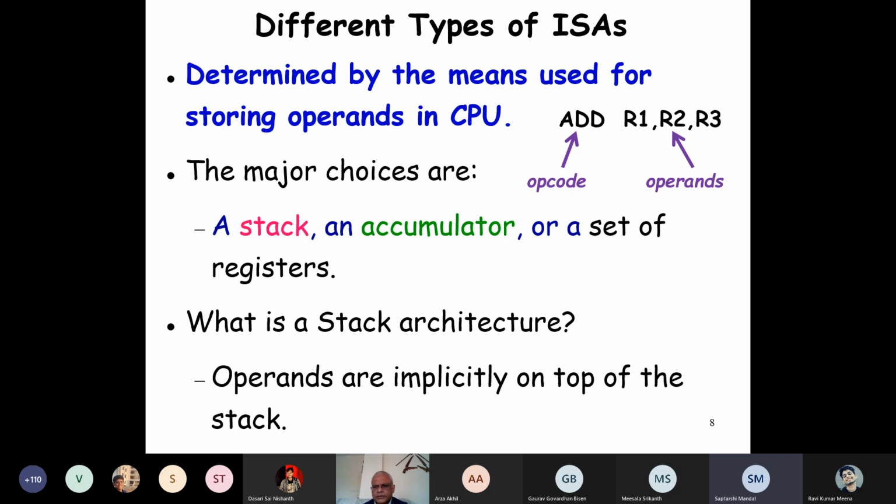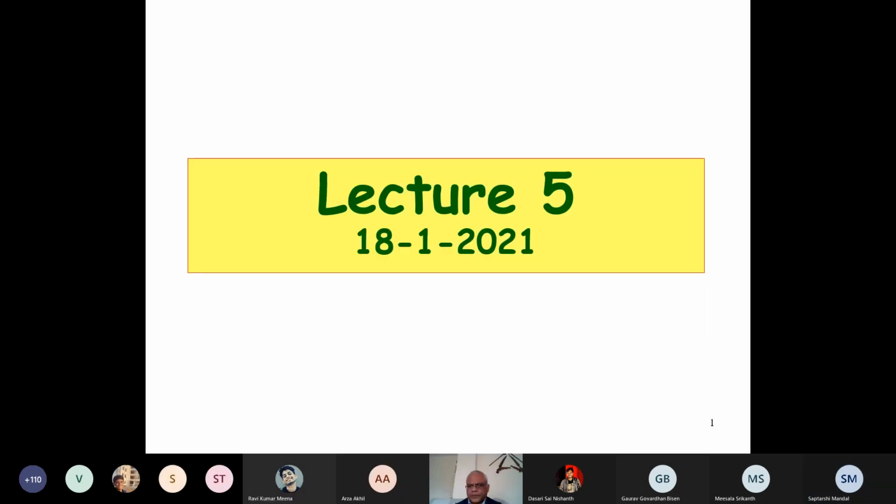Saptarshi Mandal, please mute yourself. So those who are doing other things, please mute yourself. Otherwise, it's disturbing the class.